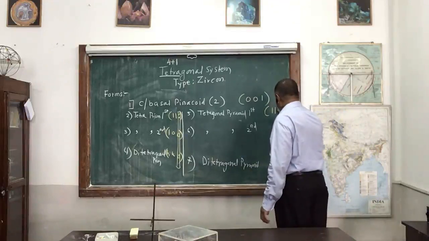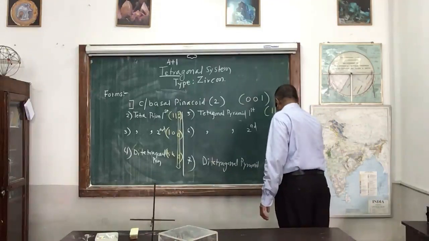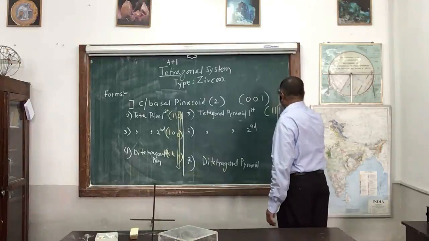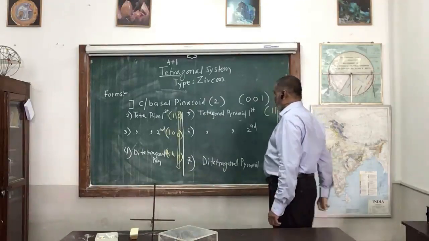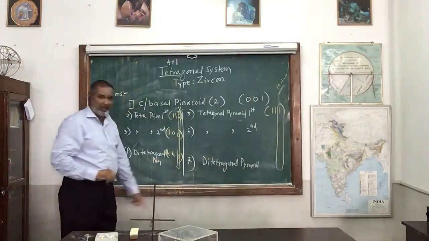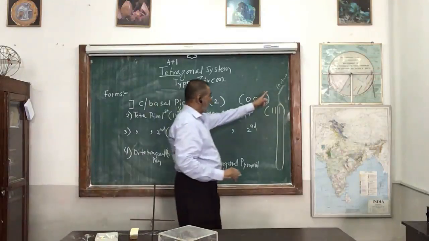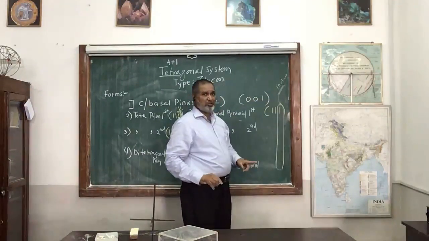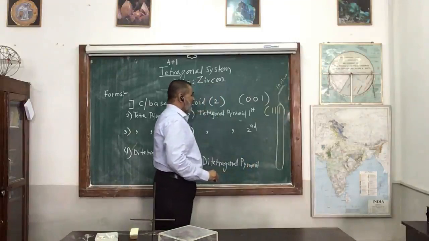See here, when this face is there, it is a vertical face. Here we have an inclined face, so C should be cut. Very important: where this is the vertical face, C will remain parallel. When it is inclined, C should always be cut.